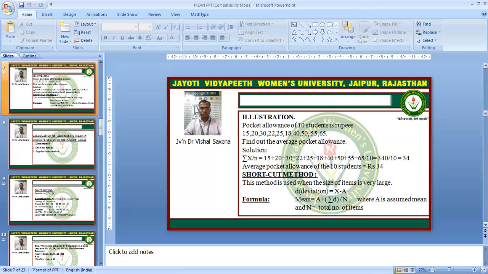So in this way, for this question, the average pocket allowance of 10 students becomes rupees 34. So rupees 34 is the average or the mean value of the pocket allowance of the 10 students.